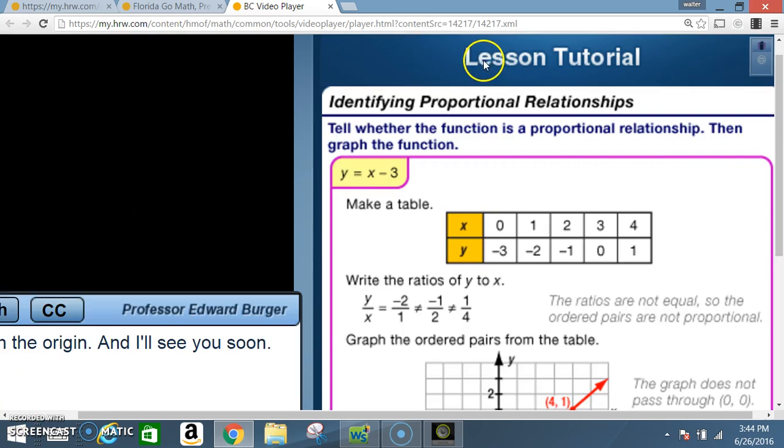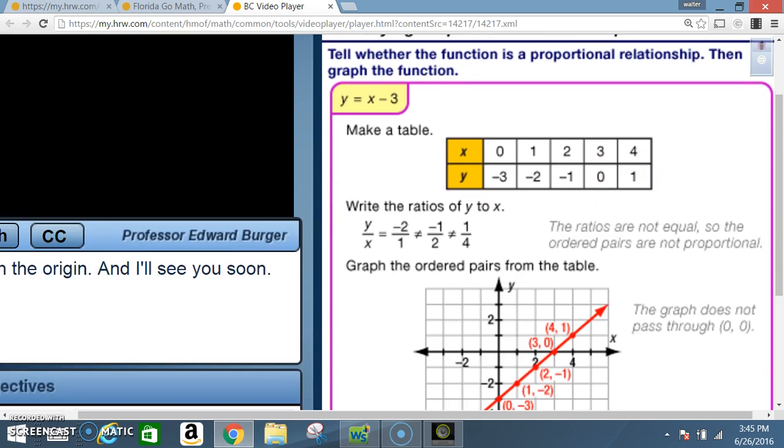All right, a quick review via the lesson tutorial. Identifying proportional relationships. Tell whether the function is a proportional relationship, then graph the function. So first, they give us the function y is equal to x minus 3. We make a table. We make our own x values, 0, 1, 2, 3, 4. We plug the x values in to find our y values, and we came out with negative 3, negative 2, negative 1, 0, 1.